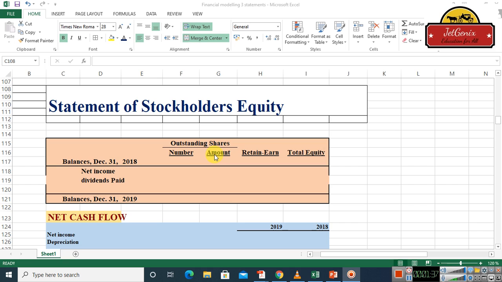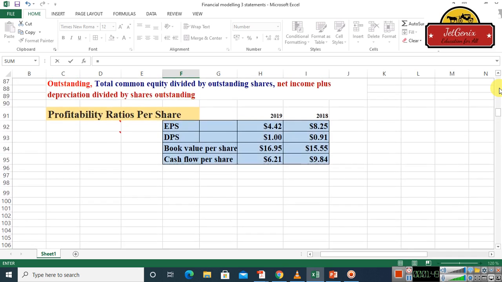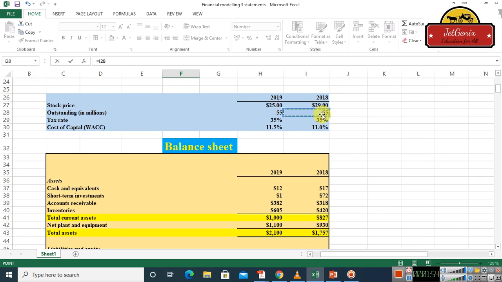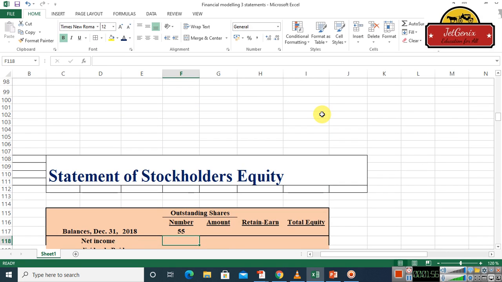So how are we going to calculate it? The number of shares outstanding is equivalent to, we will go and select the number of shares outstanding in 2018, and that is 55 million. Just press enter. Now you see we have the 55 million shares outstanding, and the total equity or amount we have collected from these 55 million in 2018.